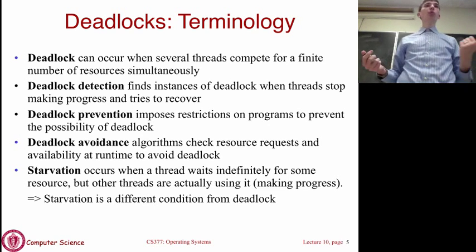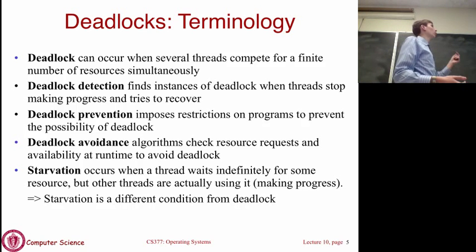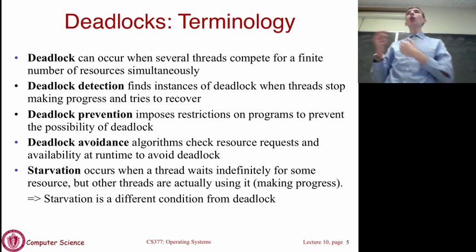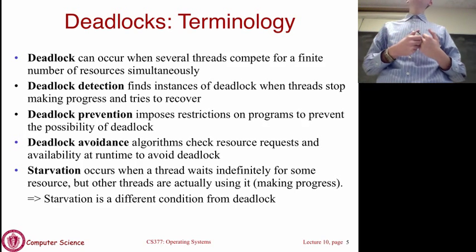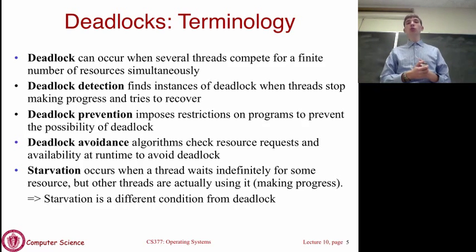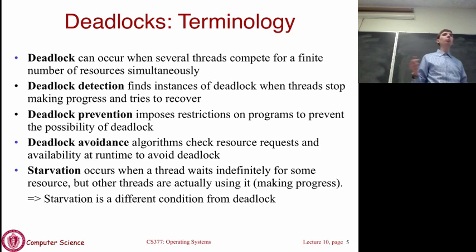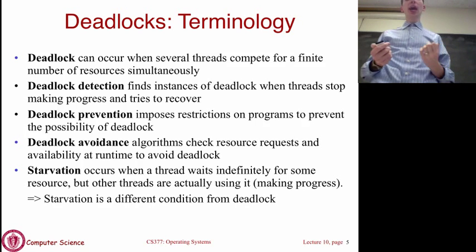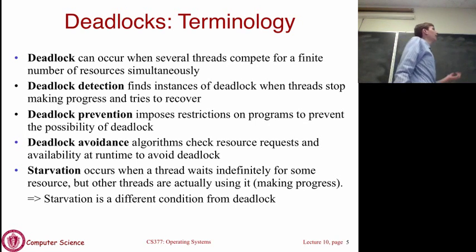So that's one approach. A second approach, deadlock prevention, is where we're going to impose some restrictions on how programs can operate and acquire resources. By imposing those restrictions, we're going to prevent the possibility of a deadlock from ever occurring. So then we don't need to worry about deadlock detection because we are ensuring that a deadlock will never actually happen. And then a third approach is what we're going to call deadlock avoidance.